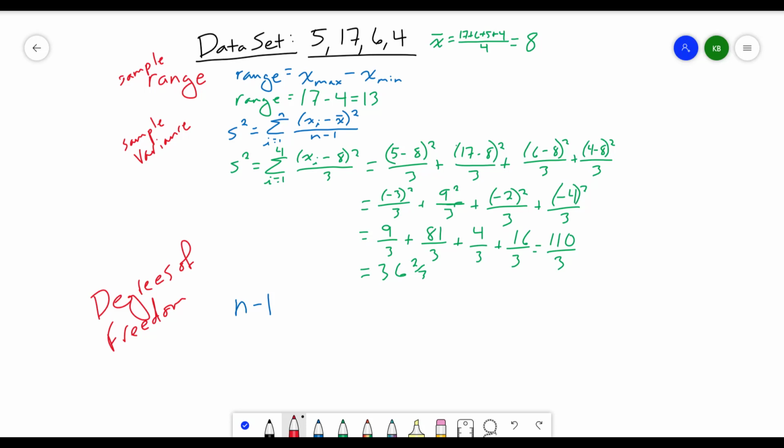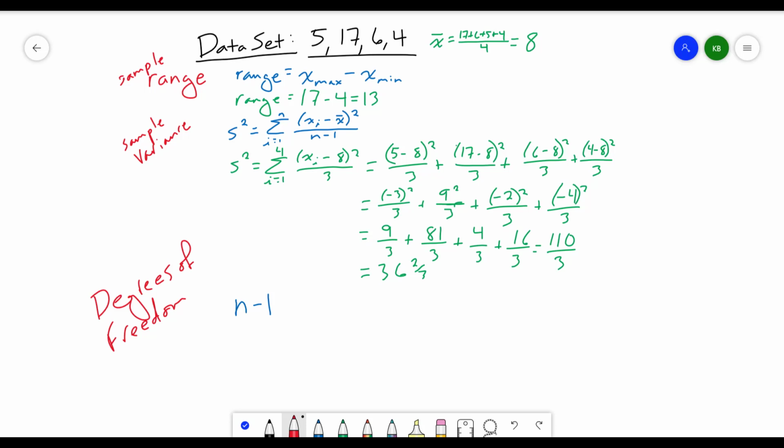And you can kind of see this playing out when we took our differences: we had negative 3, 9, negative 2, and negative 4. If you add all of those up, they equal 0. That's always going to be the case because of the nature of the mean being truly the average of all of these observations. So that's our degrees of freedom idea.